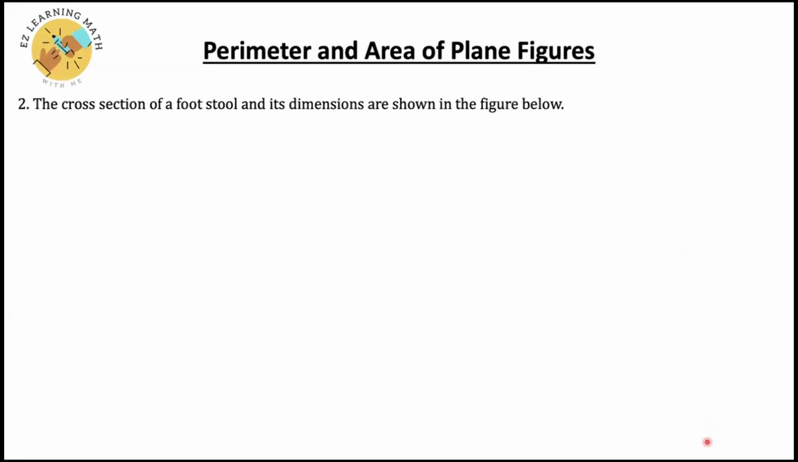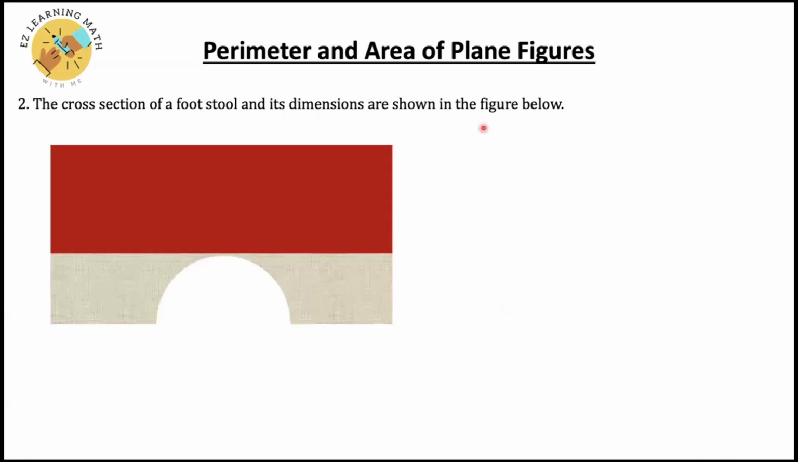Now let's solve question number 2. The cross-section of a footstool and its dimensions are shown in the figure below. Based on the figure given, we can see that it's a rectangle with a semicircle removed from it.